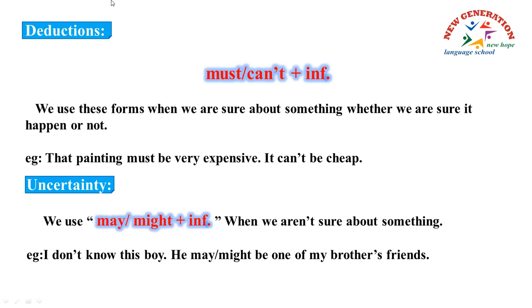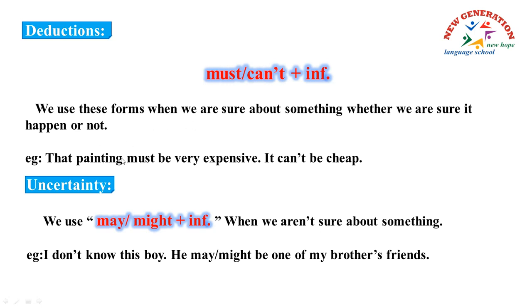Here, how to show deductions or certainty. If we are sure about something, we are sure in two different ways. We are sure that something is true or something has already happened, or we're sure that something is not true. For the first way, when we are sure that something is true, we use must plus the infinitive form. When we are sure about the action, that the action already happened, we use must plus the infinitive. And when we are sure that something is untrue, we use can't plus the infinitive.